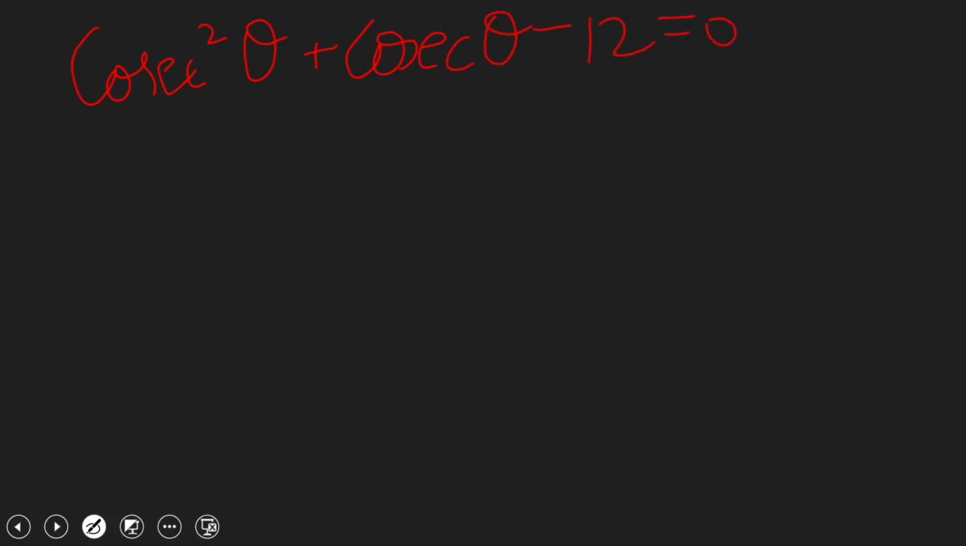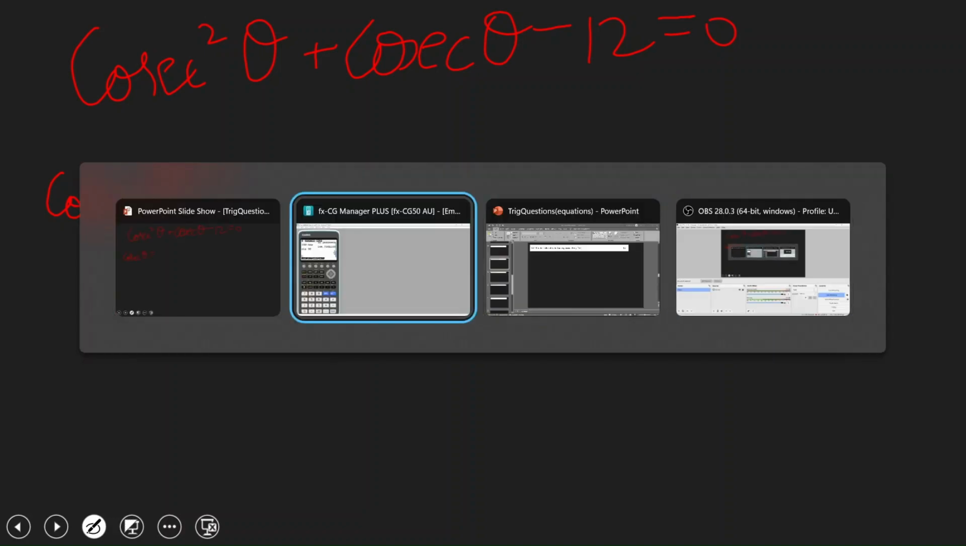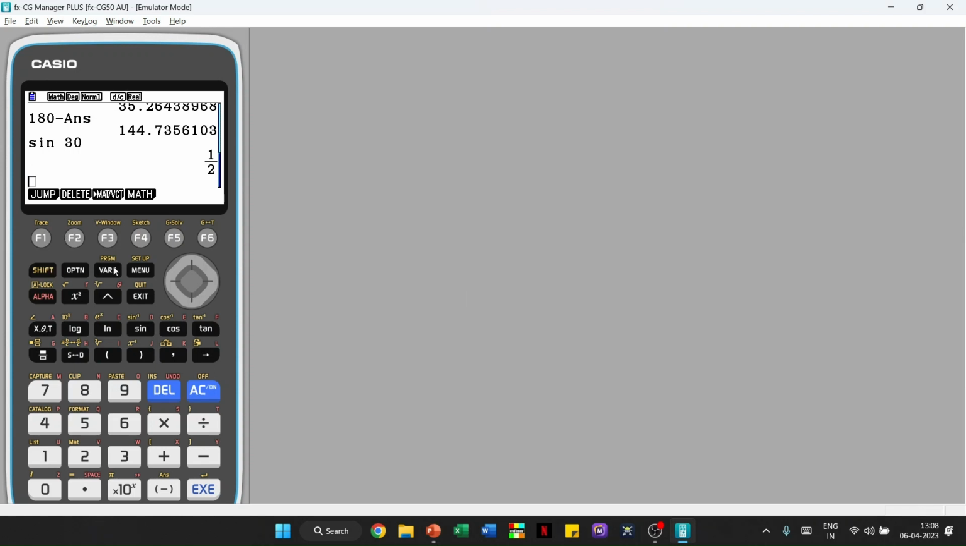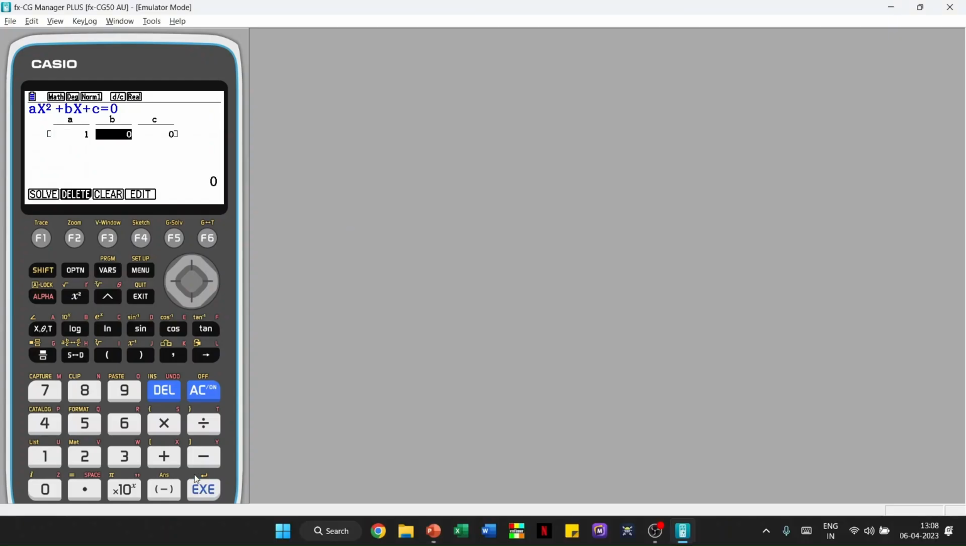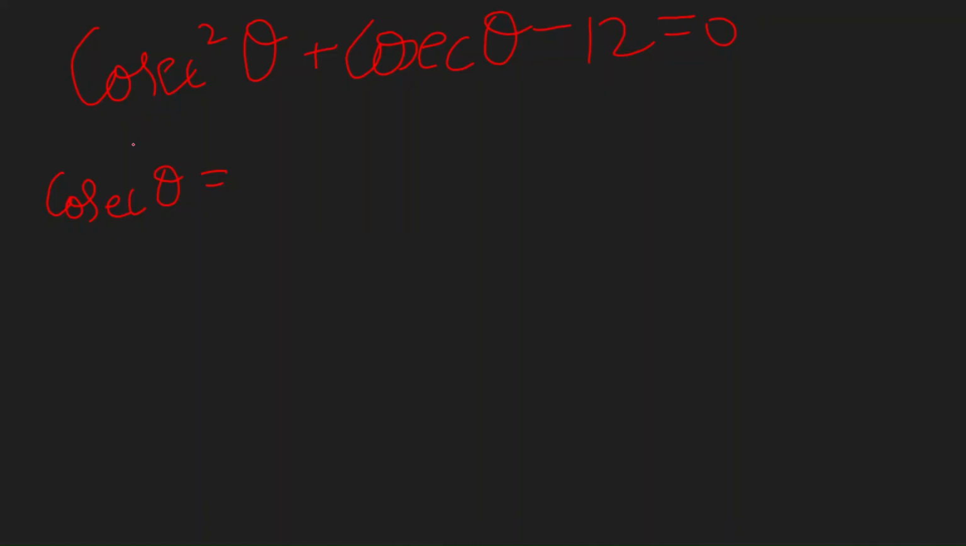minus 12 is equal to 0 because 12 is on the right hand side. So we take out that. This over here is going to give us cosec theta equal to what? Now, we can use the quadratic formula or we can use our calculators. So this is a calculator over here. For the GDCs, we can use this, which is going to be what? It's going to be 1 minus 12. So 1. So the answer is going to be 3 and minus 4. So cosec theta is equal to 3 and minus 4.